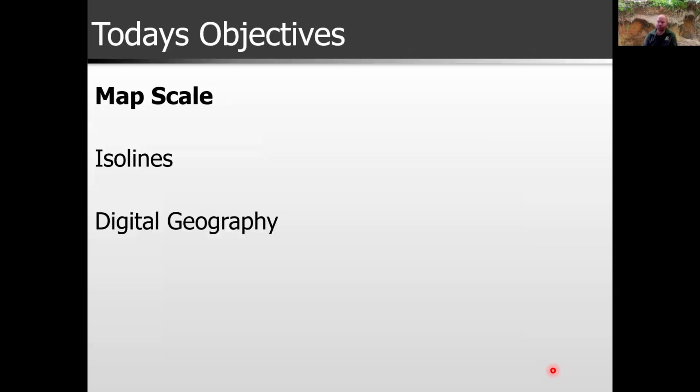Today we're going to think all things maps. A little overview to begin with, we're going to focus on the map scale, or map scales. We'll then compare some different types of maps, some isoline maps, and think about what those are. And finally, we'll end with a focus on digital geography.